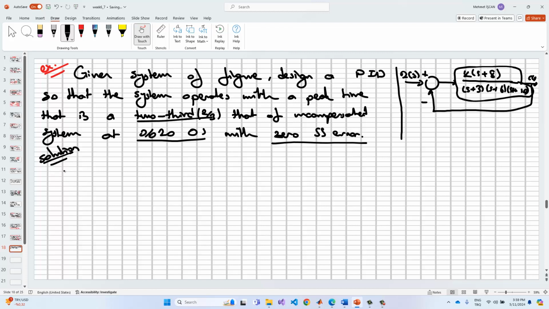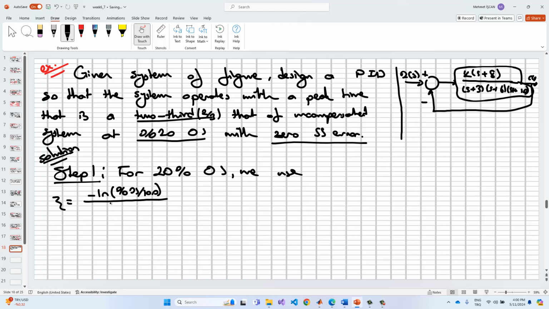First of all, we need to write step 1. For 20% overshoot we use the formula just like this one, zeta equals minus ln percentage OS divided by 100 over square root of pi squared plus ln squared percentage OS divided by 100. Okay, we need to find the zeta, but how can we do that?